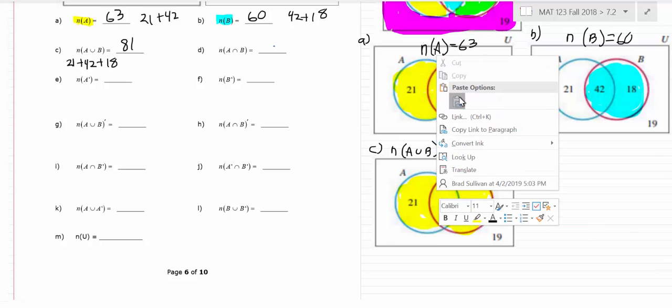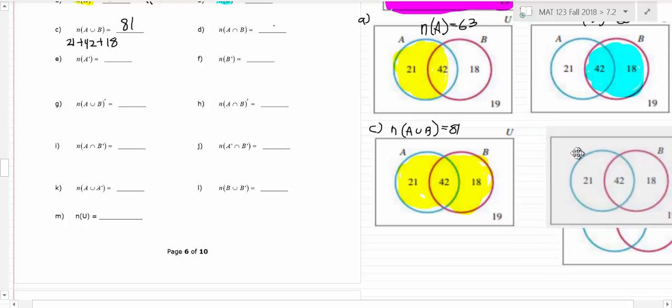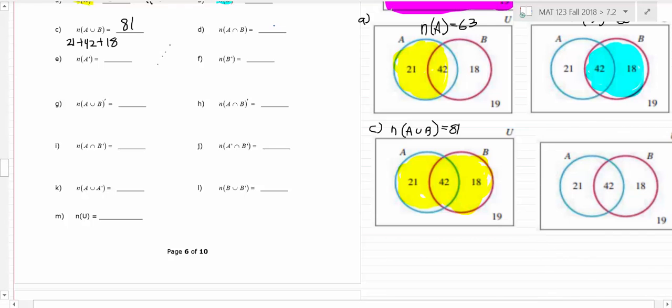Okay, the next one is going to go like this. Okay, so part D, we're looking at the number of elements in A intersect B. So you got to know what I mean by the intersection. The intersection is that part right there. That's what's in A and B at the same time. So that one would just be 42.